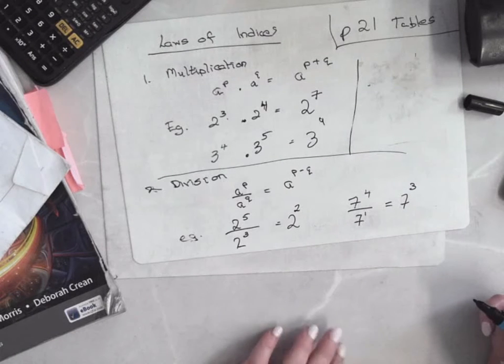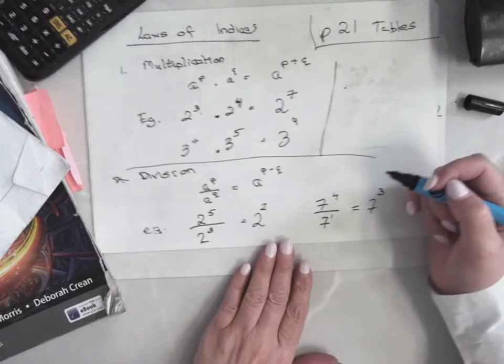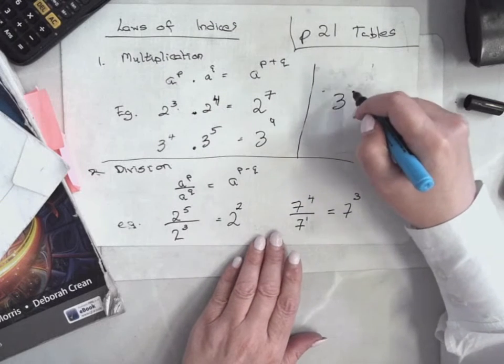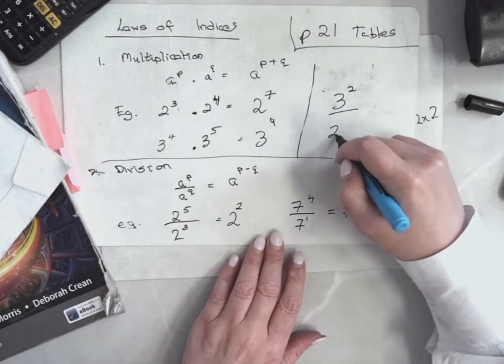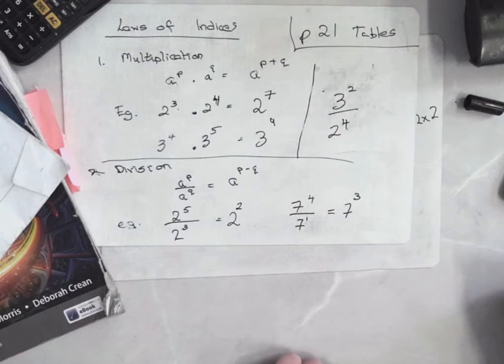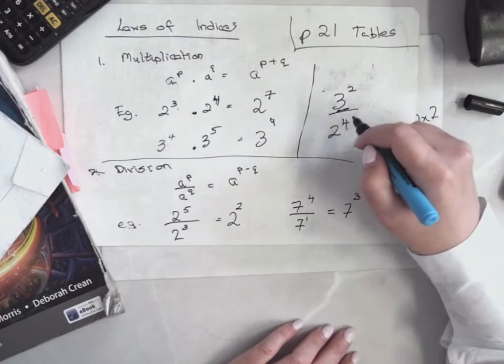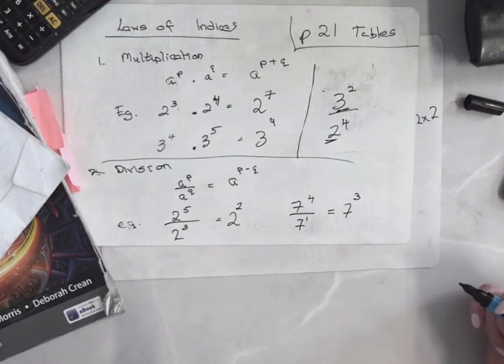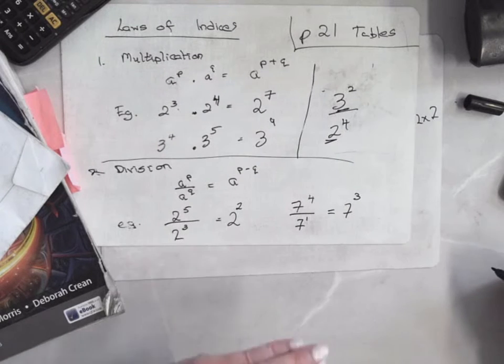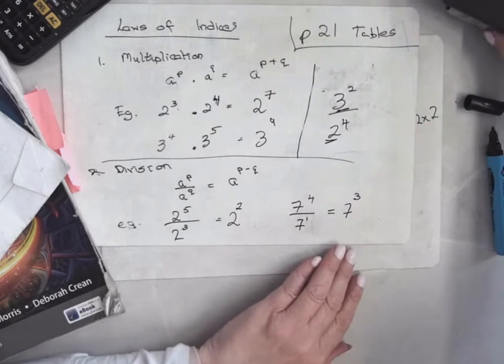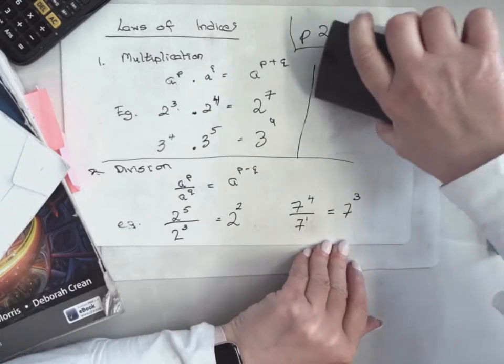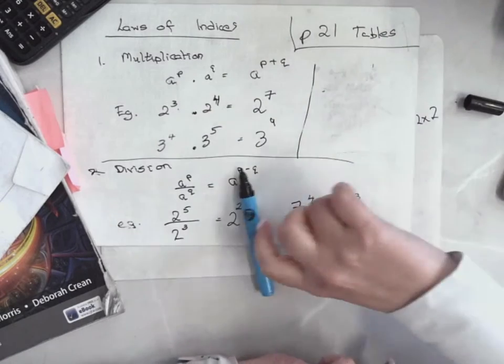Is that okay? And again, if I had 3 to the power of 2 divided by 2 to the power of 4, is there a shortcut? No, there is no shortcut. Why? Because this is 3 to the power of and this is 2 to the power of. This is called the bases. The bases have to be the same. So it has to be 3 to the power of something divided by 3 to the power of something, or 2 to the power of something divided by 2 to the power of something. Are we good with that? So there is no shortcut if the bases are not the same. Are we good with that?